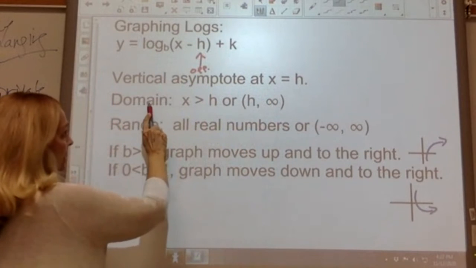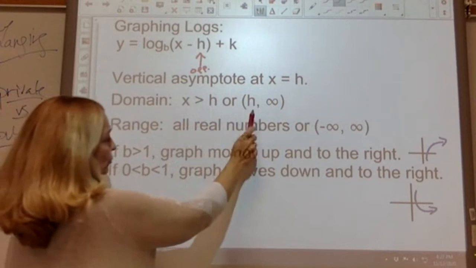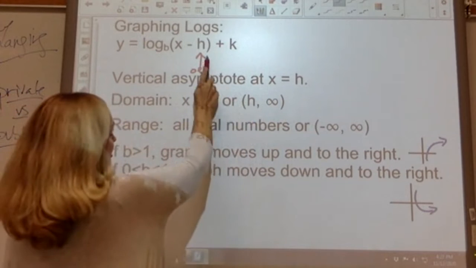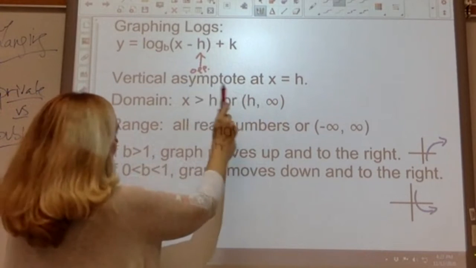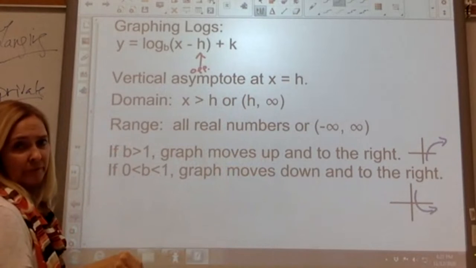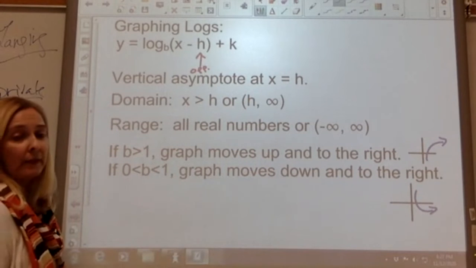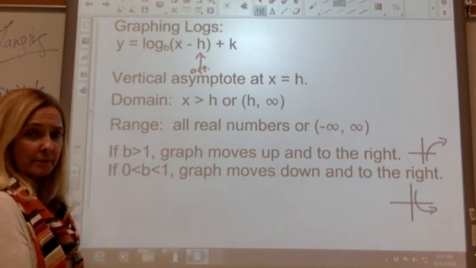And so then the domain is going to be x is greater than h, or basically like we usually write it, that number for our vertical asymptote to positive infinity, always to positive infinity. Okay? And now our range is going to be all real numbers, because the domain and the range have swapped.